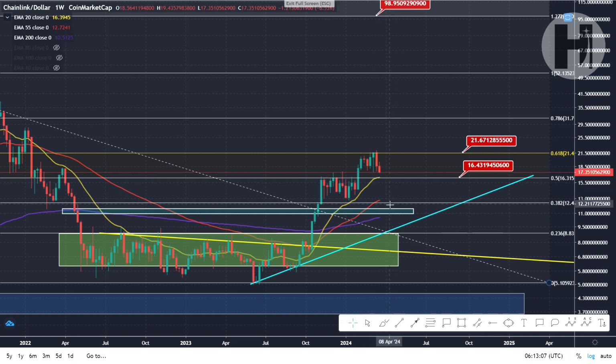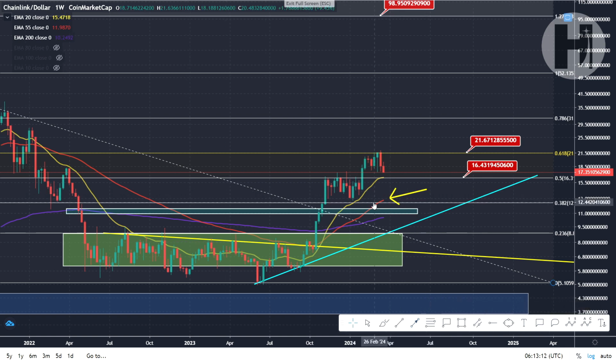So we have a few of those support levels. Of course, the 55 EMA here is going to be your plan B, so to speak, at $12.72 at the moment. If we lose the 20 EMA, which hopefully we don't, but if we do, the 55 EMA should be there to carry you up. And you also have this January 2024 low that we also covered already on the daily chart.